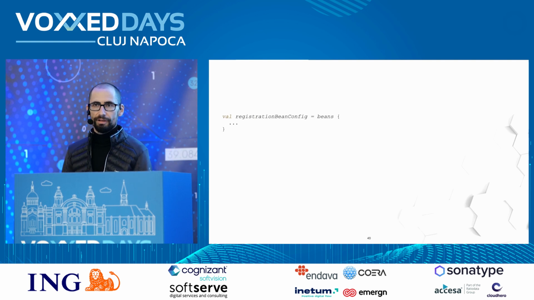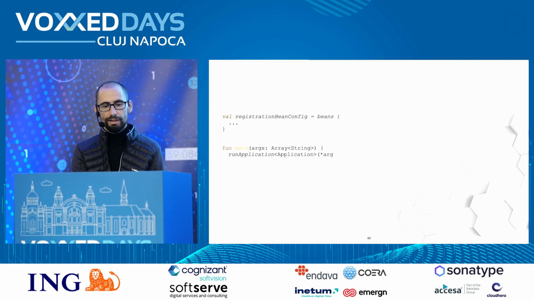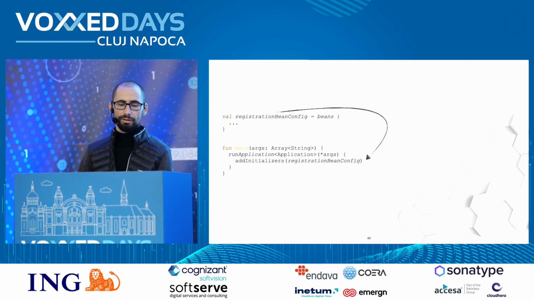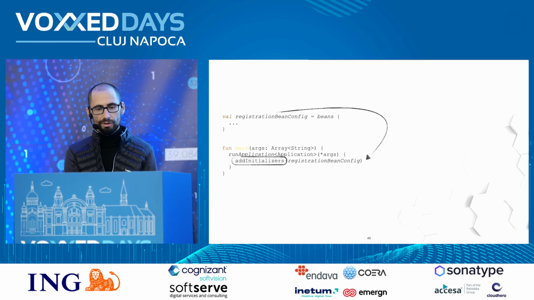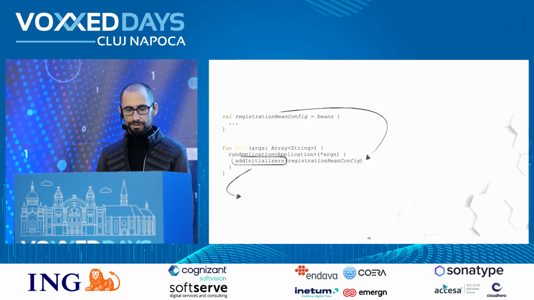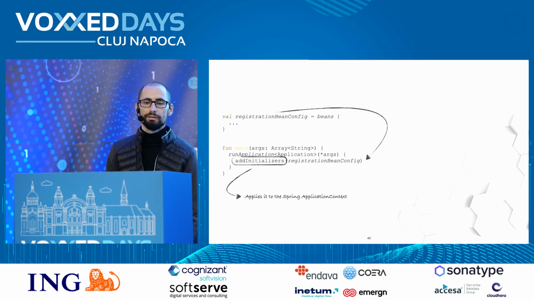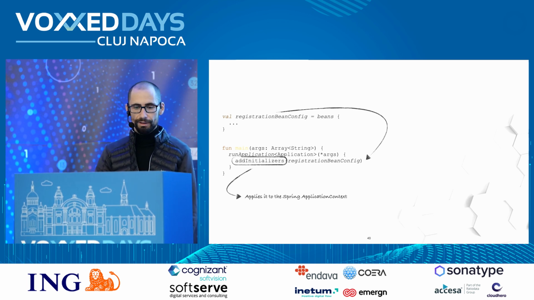Okay, now that we've created our beans, we also need to register them to the application context of Spring. And yeah, it's quite easy. We pass our bean configuration to the addInitializers function. What the addInitializers function does is basically apply everything that is inside there to the Spring application context. And we have a fully working Spring application without any changes to our domain.